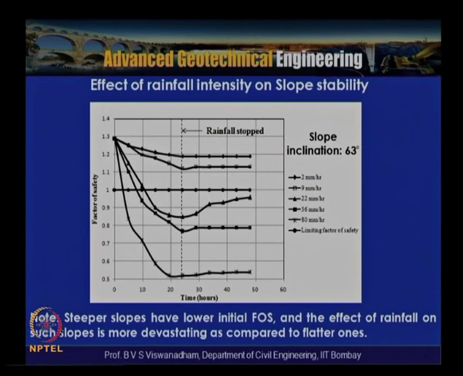That is a usual natural conclusion, but this exercise is done to show how severely rainfall intensity can affect the stability of a slope. Even a slope as flat as one vertical to one horizontal can fail with increased rainfall intensity. Steeper slopes are common nowadays in urban areas because of land scarcity. In such situations, one needs to adopt appropriate strengthening measures to ensure slope stability.